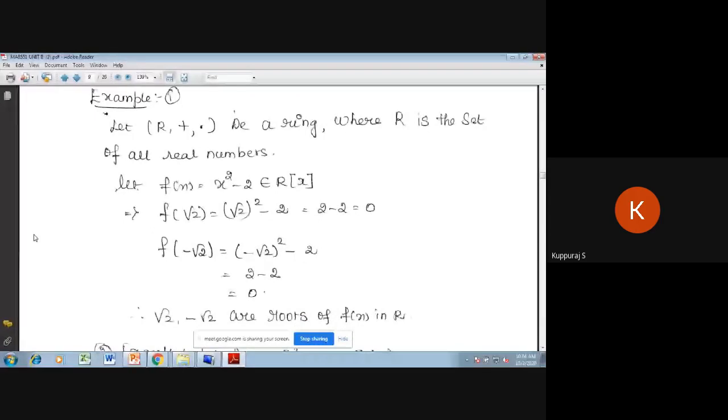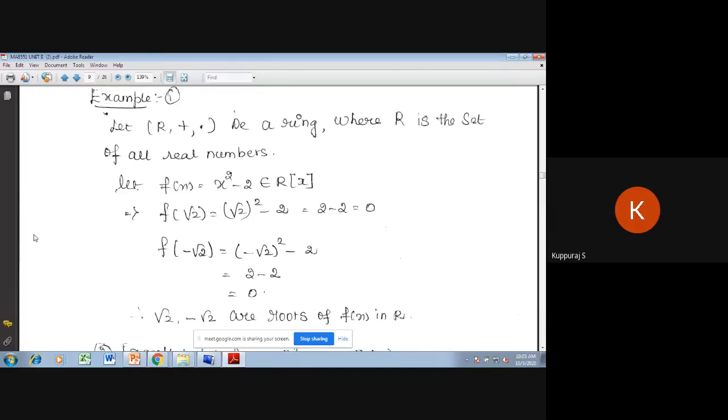So look at the example. Let R, plus, dot be a ring. R is the set of all real numbers. Here f of x is given. f of x is equal to x square minus 2. So x square minus 2 belongs to the polynomial ring over the set of all real numbers, R of x. Actually here, plus square root 2 and minus square root 2. So replacing x by plus square root 2.